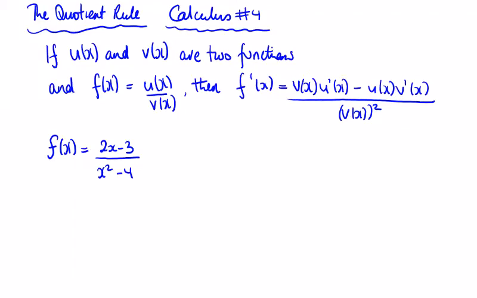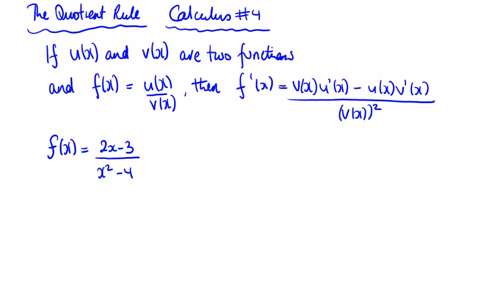In this video, we're going to look at the quotient rule, which is written as: if u of x and v of x are two functions, and f of x is equal to u of x over v of x, then f prime x is equal to v of x times u prime x minus u of x times v prime x, all over v of x to be squared.